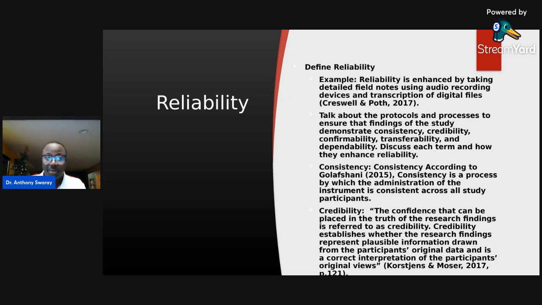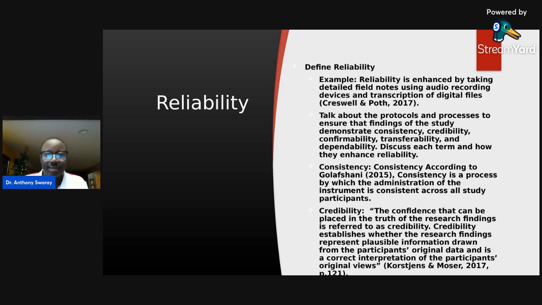So now to bring credibility to your research, you want to make sure that the information you gather from the participant is exactly what you have in your research. That's what you are using. You are not twisting anything. You are not doing anything to change the interpretation of what the participants said. You are using the participants' original views.